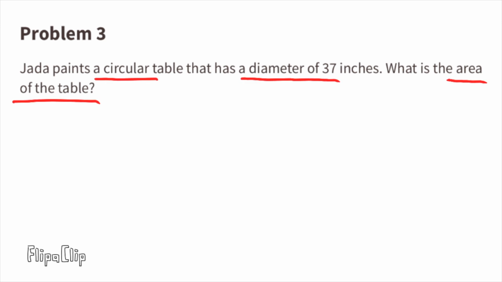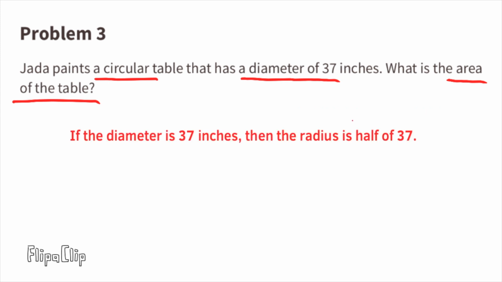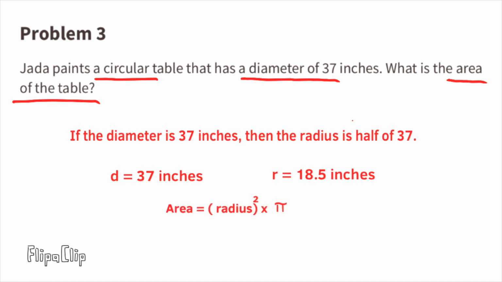Problem number 3. Jada paints a circular table that has a diameter of 37 inches. What is the area of the table? If the diameter is 37 inches, then the radius is half of 37 inches, and half of 37 inches is 18.5 inches. The area is equal to the radius squared times pi. Since the radius is 18.5 inches, then the area is going to be 18.5 inches squared times pi. The area is equal to 342.25 inches times pi. The area of the table that Jada painted is approximately 1,074.665 inches squared.